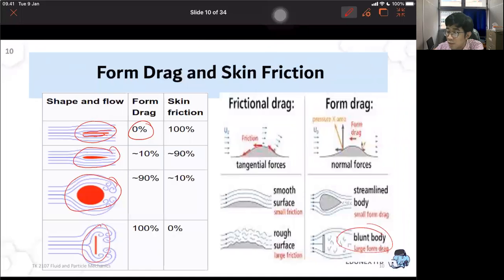But if the travel of the fluid along the particle is shorter, then the friction will be lower. For example, the blunt body may have the highest drag force, but very low or maybe zero friction. But again, the friction is also influenced by how smooth the surface is. It's like the normal friction concept that you learned in the previous lecture.